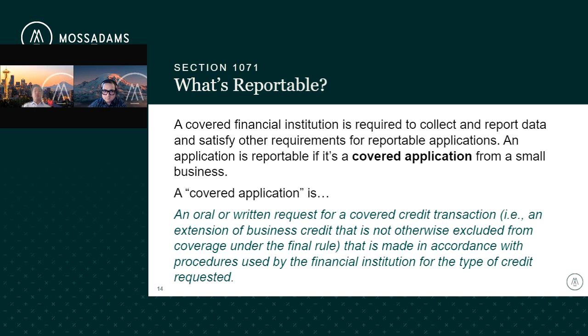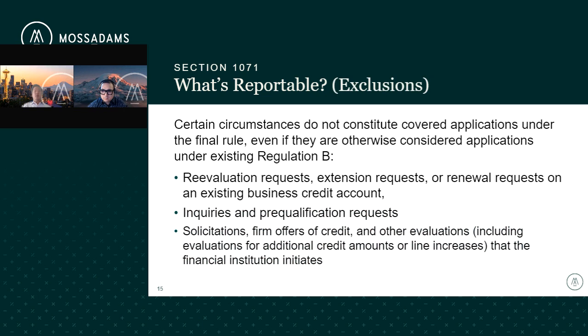What is reportable? A covered application means an oral or written request for a covered credit transaction, what we just previously discussed: loans, lines of credit, credit cards, merchant cash advances, or credit products used for agricultural purposes, that is made in accordance with procedures used by a financial institution for the type of credit requested. Specifically, the following are not considered reportable. So these are some of the exclusions, right?